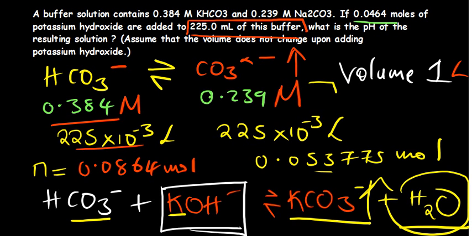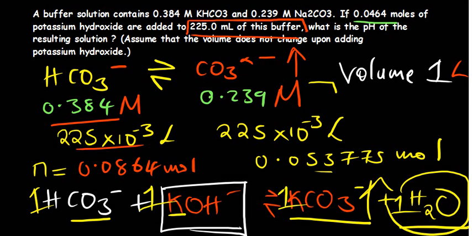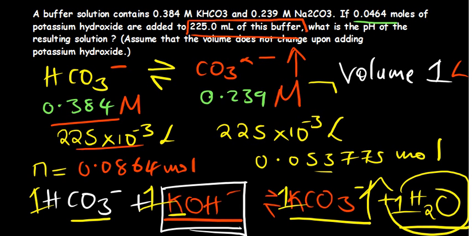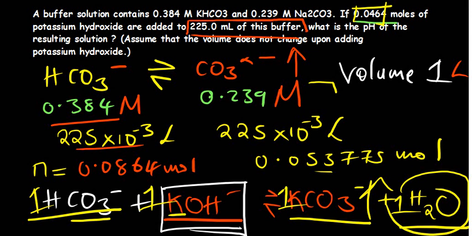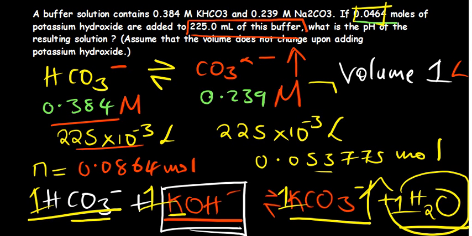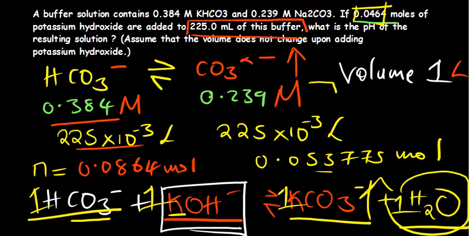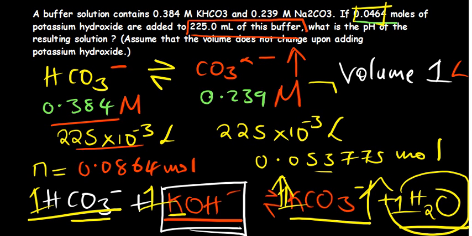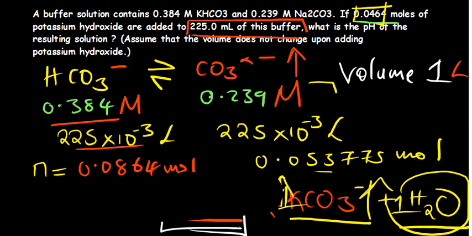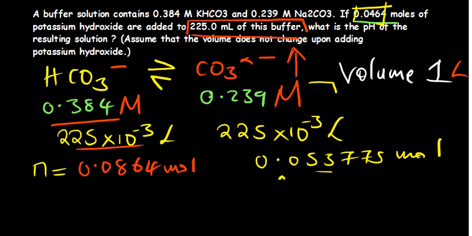Okay. Now, looking at the equations that we've written, these are basically in the ratio of 1 to 1. So therefore, the number of moles of potassium hydroxide that were made available in our reaction is basically equivalent to the number of moles of the hydrogen carbonate that reacted with it, and then of course equivalent to the number of moles that were increased in our conjugate base. That's the basic idea. That's why I wrote the equation, just to demonstrate that.